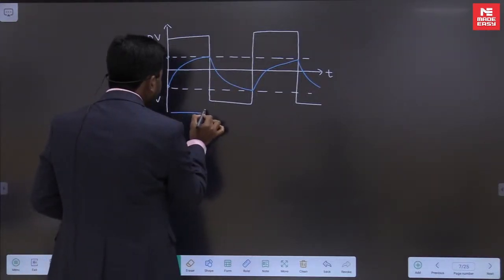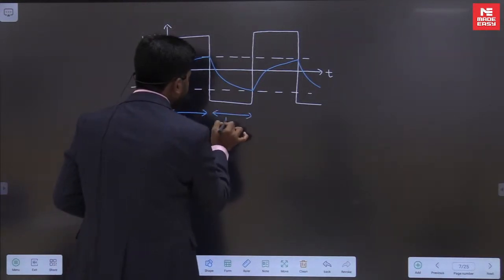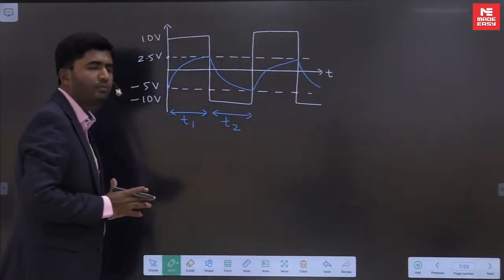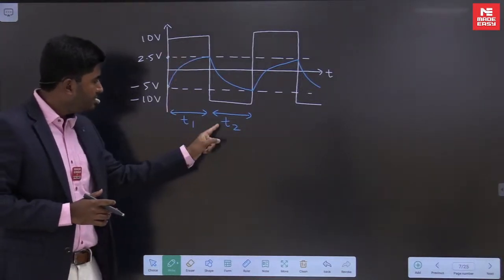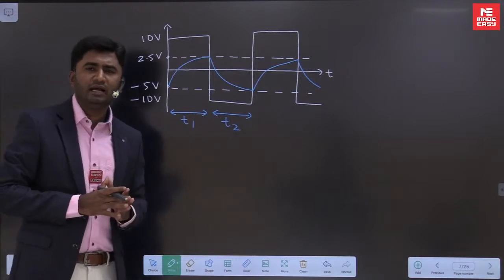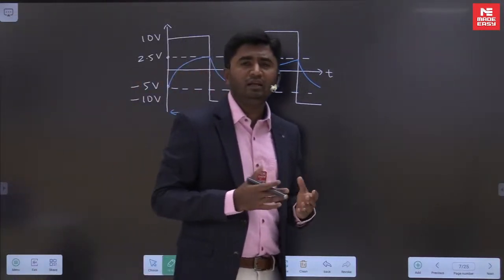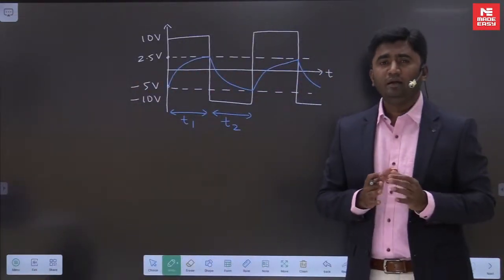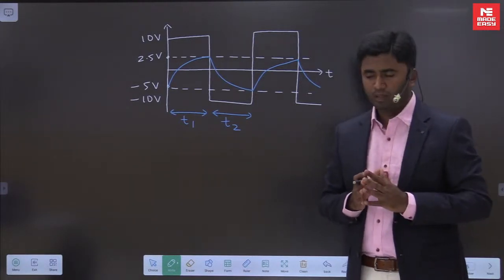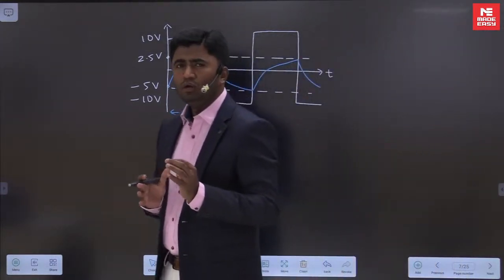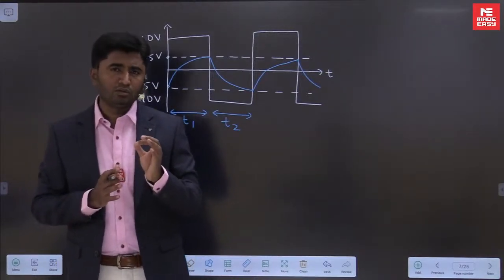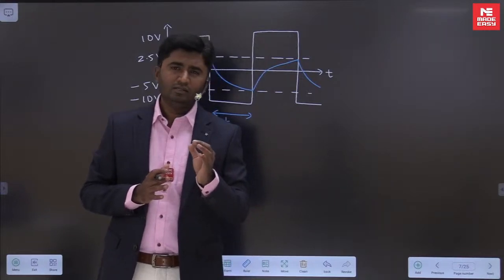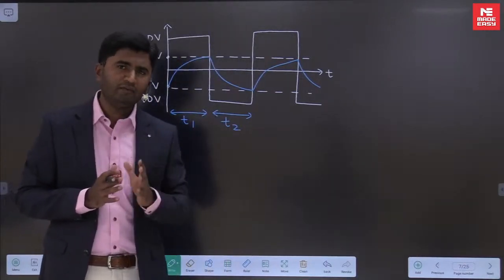Now this interval I will call T1, and this interval I will call T2. This is the interval where output is plus Vsat, and this is the interval where output is minus Vsat. Now we need to find out T1 and T2, because to calculate the time period we should know T1 and T2. To calculate them, we will do some transient analysis. Everybody knows from networks the transient equation for the capacitor. That equation I am going to use here.